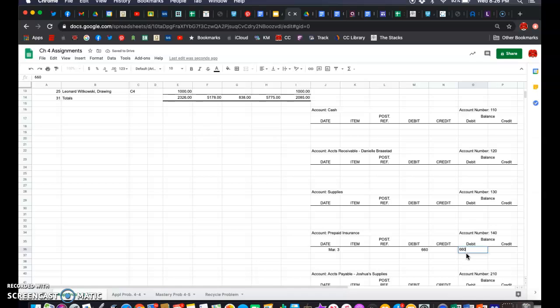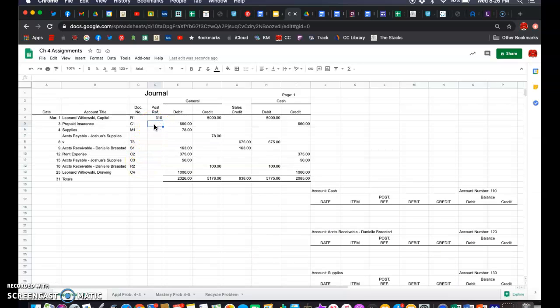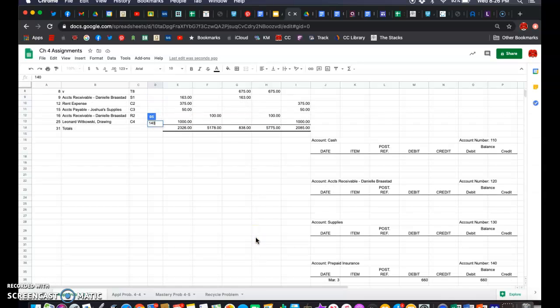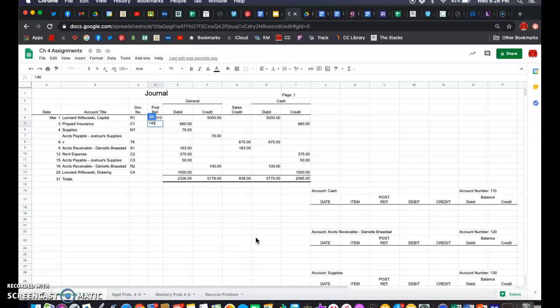And the reason that I'm doing that is because prepaid insurance is an asset. Assets have debit balances. You increase assets with a debit, and that's what we did, so it's going to be a debit balance. All right, and then it's account 140, so I'm going to come back up here and do 140.